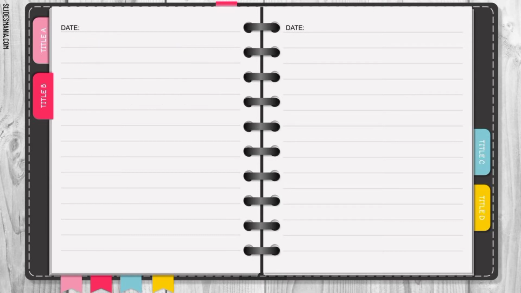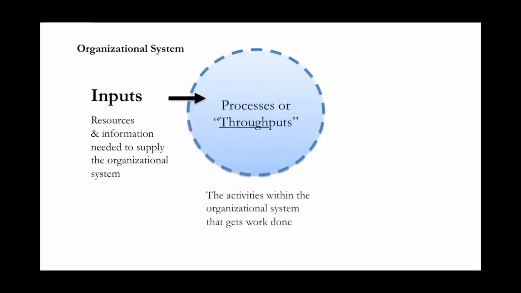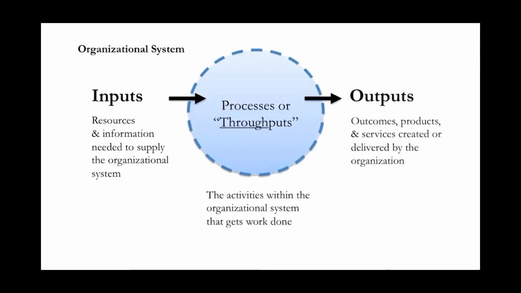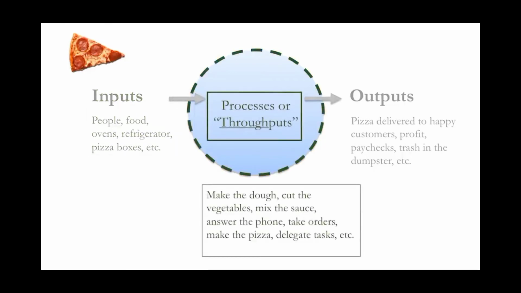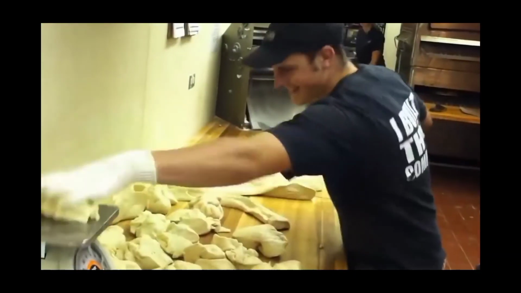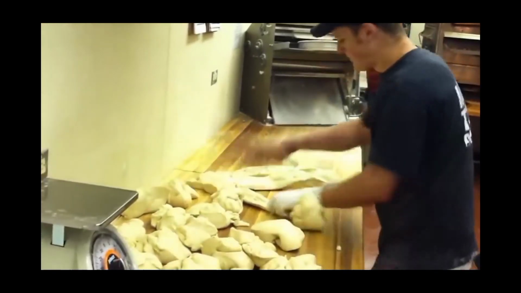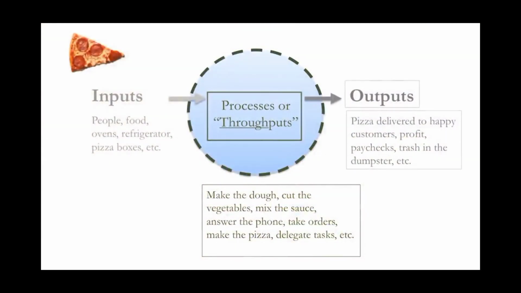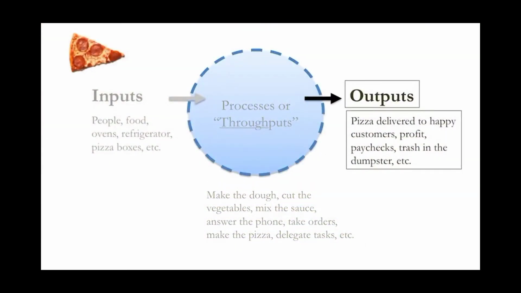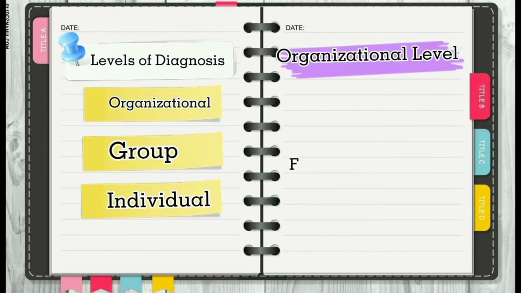So in an organization, we have three main parts. We have the set of inputs, we have the processes or throughputs, and the outputs. For example, a pizza place has inputs that you might expect: the people that are doing the work, the food, the ovens, refrigerator, pizza boxes, and all other materials. Then followed by the process or throughputs, where you make the dough, you cut the vegetables, mix the sauce, answer the phones, take the orders, lots of work in a pizza place, and then you have outputs, which are hopefully pizzas delivered to happy customers.